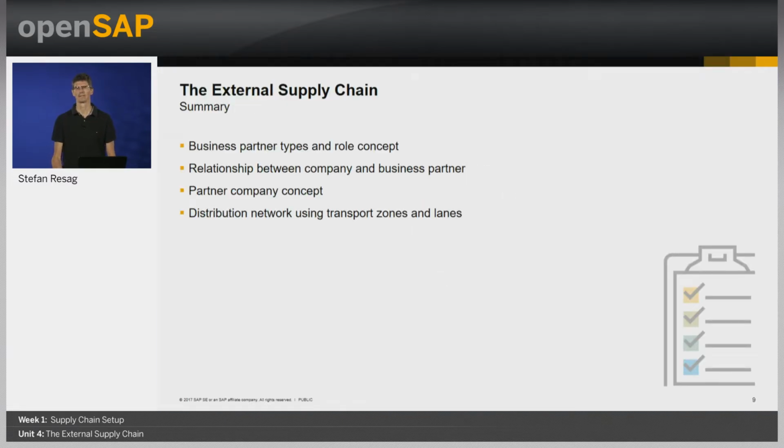Let me summarize what we've learned in Unit 4. I've shown you the different business partners in a supply chain environment and how they are modeled using types and roles. I've also explained the relationship between the organizational management, especially the company and the business partner, and have introduced the partner-company concept. Finally, I've shown you transport zones and lanes to model your distribution network. See you in the next unit.